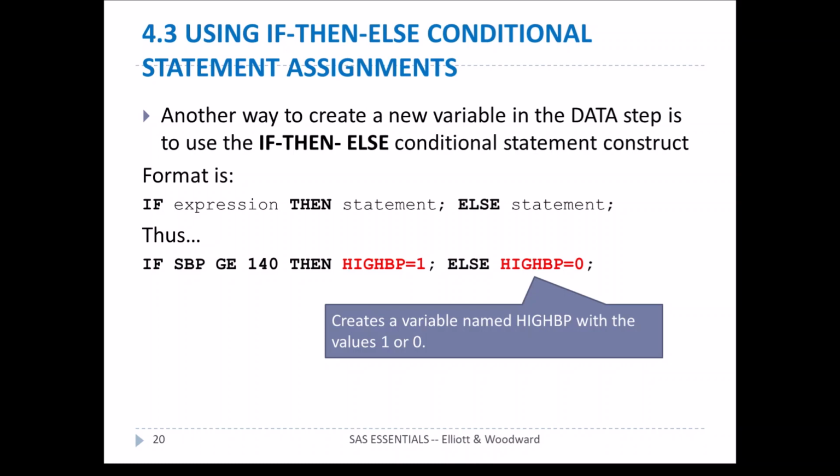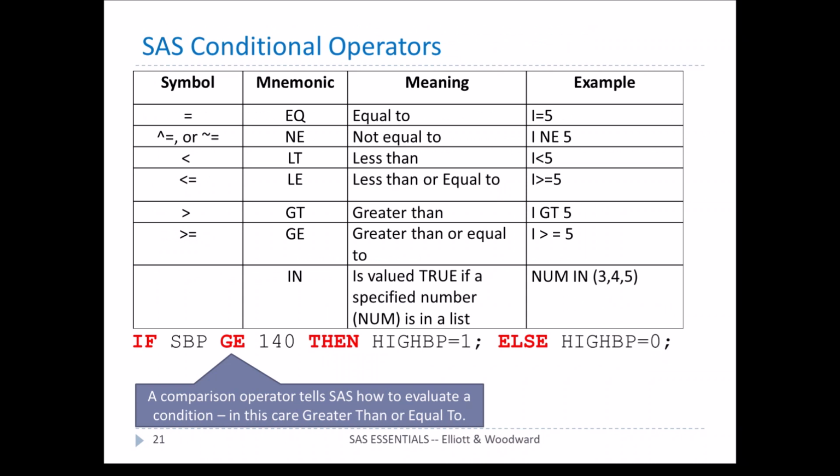Oftentimes we use 1 and 0 to mean yes and no. So in this case, high blood pressure equal 1, we're going to code as yes, that is, the person has high blood pressure, or 0, the person doesn't have high blood pressure. So if their systolic blood pressure is greater than or equal to 140, we're going to call them high blood pressure. Else, if it's lower than that, we're going to call it not high blood pressure.